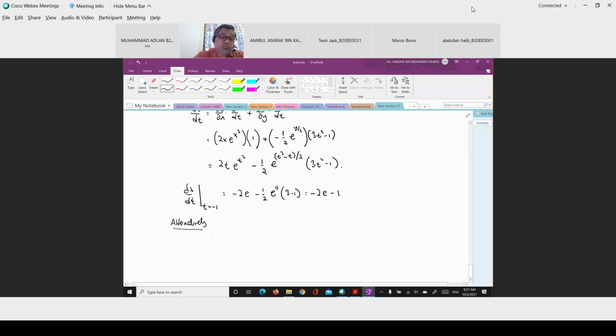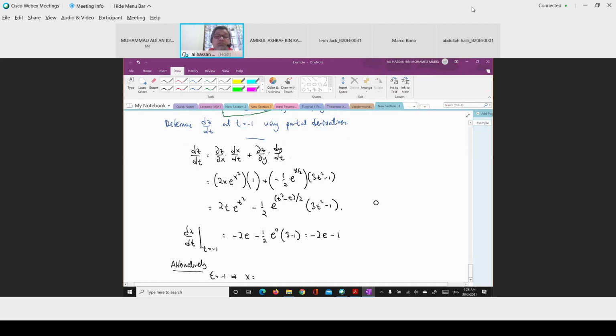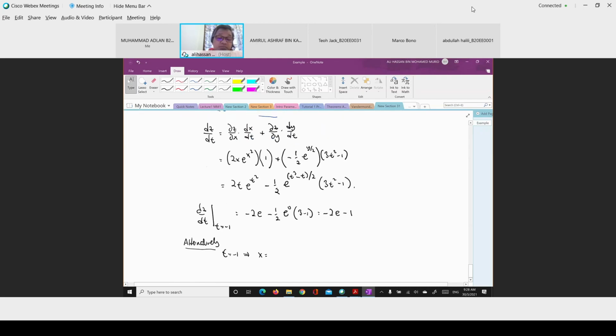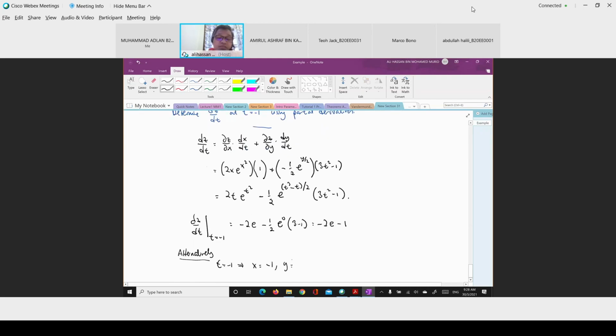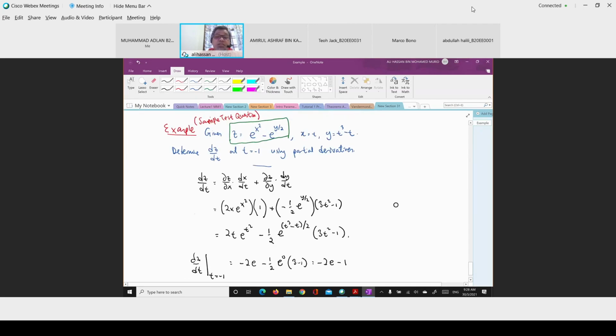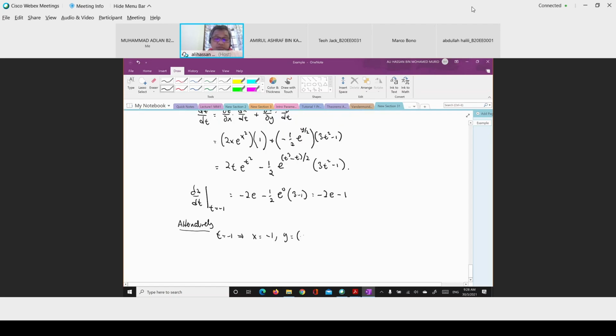Alternatively, you can also derive this. When t equals -1, we have x equal to what? We are given x equal to t, isn't it? So if t is equal to -1, x is equal to -1. What is y? We're given y is t cubed minus t. So we replace t here by -1, we get 0, right? -1 cubed is -1, minus -1, so -1 plus 1 is 0.